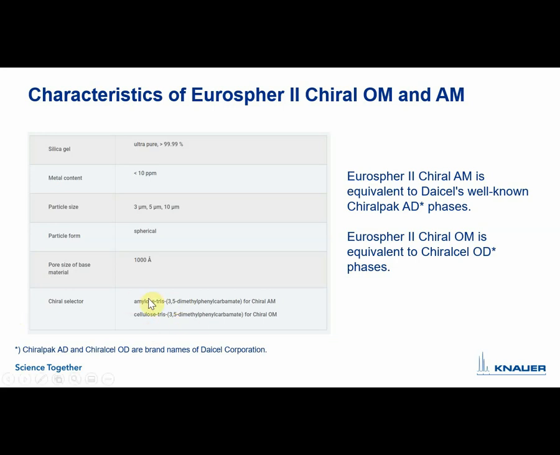Here the chiral selector is mentioned. So, amylose and cellulose, and this selector is the same. And maybe what is really important to mention, there is a large manufacturer on the market for chiral columns, and to a lot of people the columns from Daicel are well known. Eurosphere 2 Chiral AM is an equivalent to the Chiralpak AD, and the Eurosphere 2 Chiral OM is an equivalent to the Chiralcel OD phase. So very often it happens that somebody needs a replacement for these columns, and then we can directly offer one of our materials.